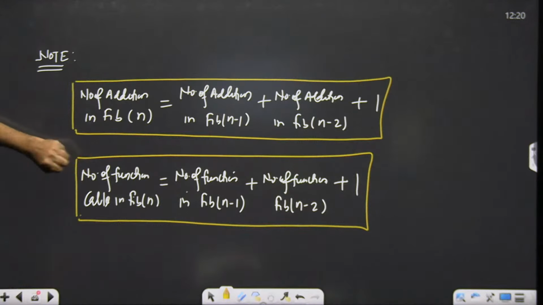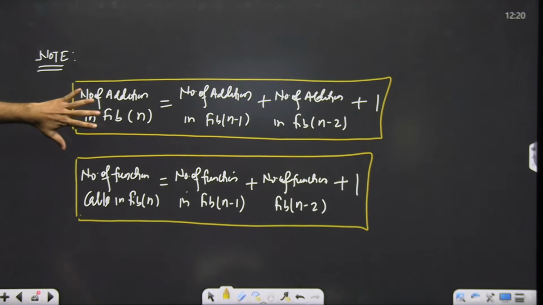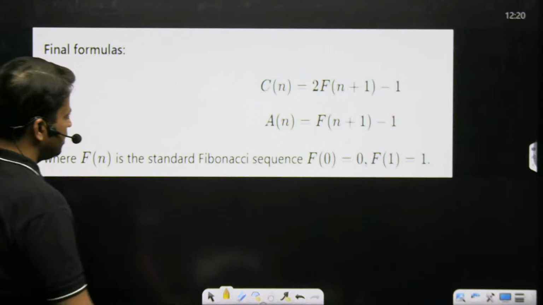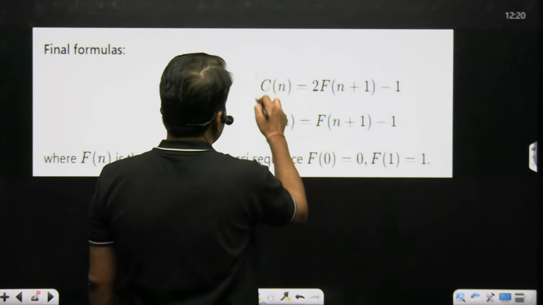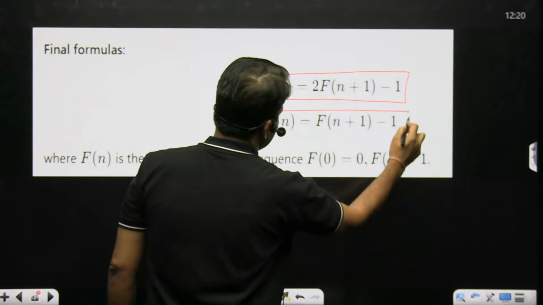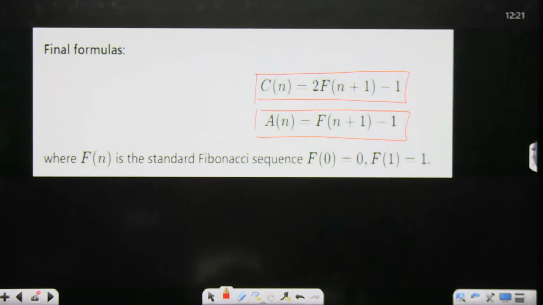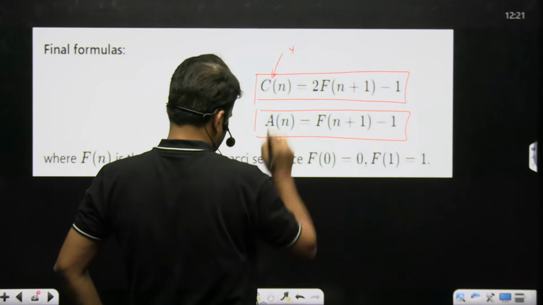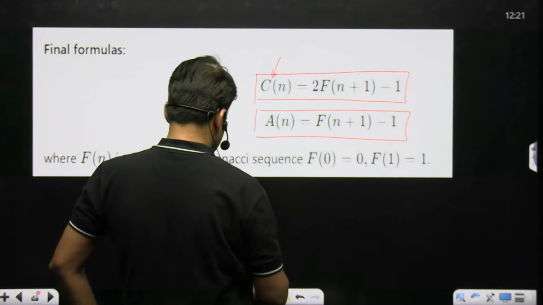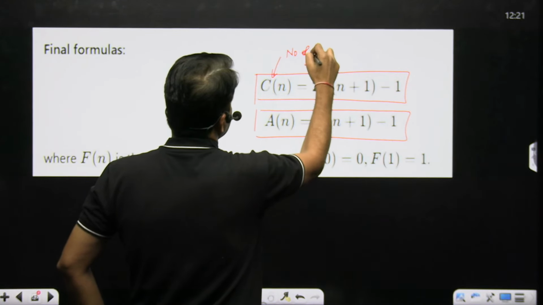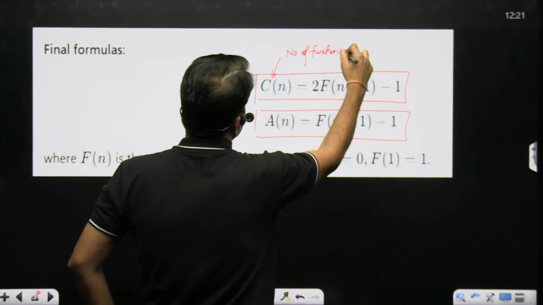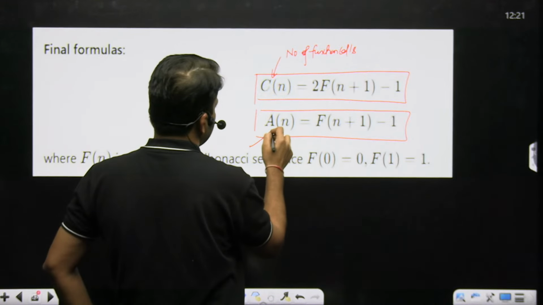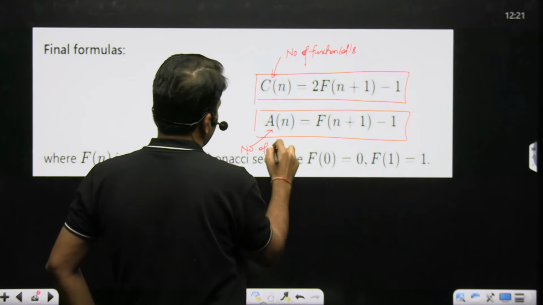If you solve these two equations recursively, first convert to a recurrence relation and solve the recurrence relation. Similarly, first convert into a recurrence relation and solve it. You will get the answer, bache. This is the answer. You can use this formula: the number of function calls, this is, and the number of additions, this is.